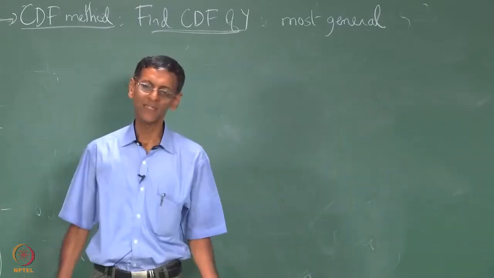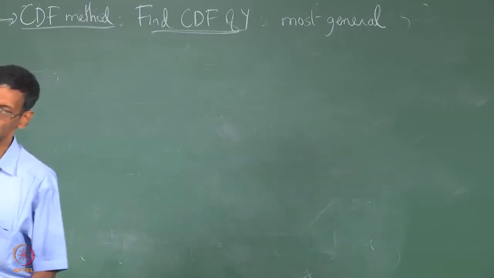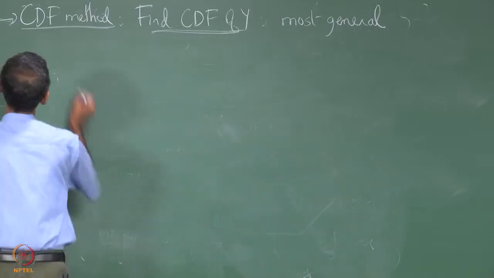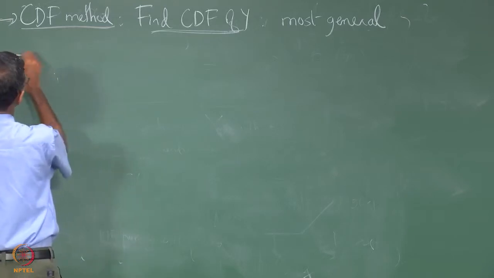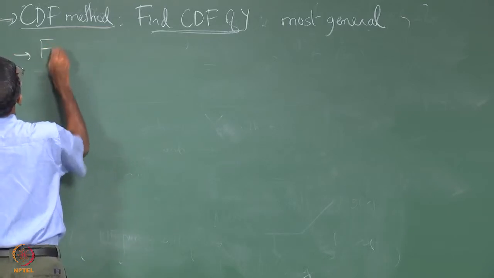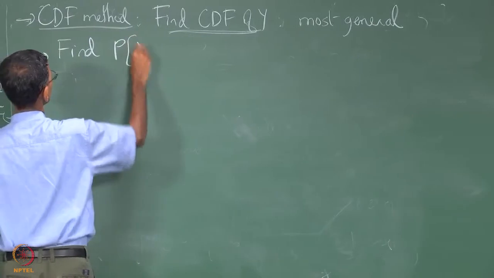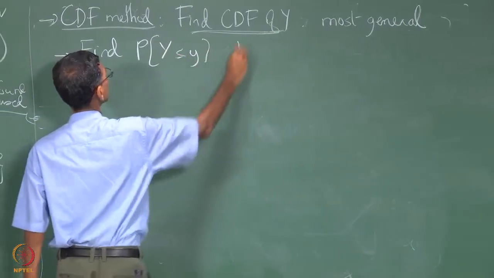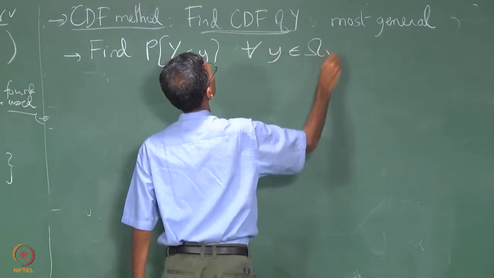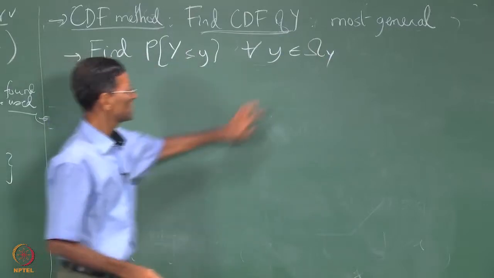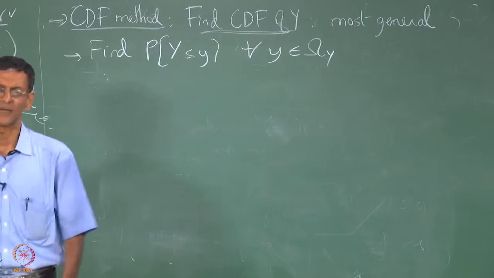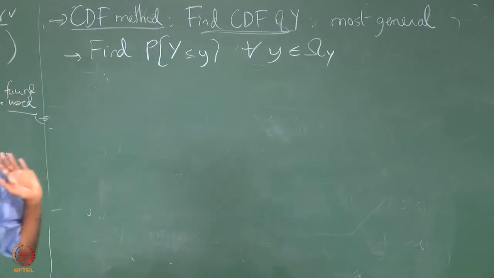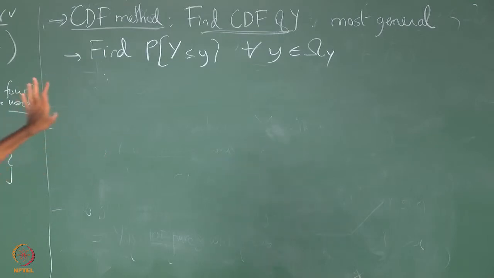Let us illustrate it with some example graphically. Basically, I want to find the probability that Y is less than some number y, for all y in omega y. Here we are going to assume that this omega y is a continuous interval, and not discrete. As I said, if you have discrete to discrete, you are only looking at PMFs, so that is completely outside the purview of this discussion. We are not going to use the CDF for that again.